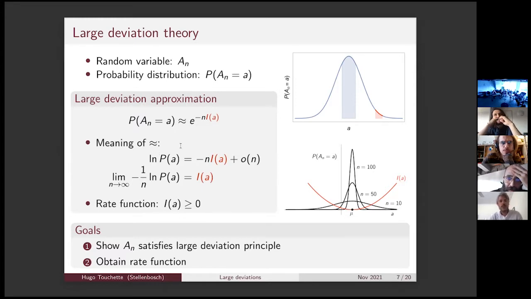So what's the meaning of the approximation? Again, it relates to what I said before. This is the dominant part of the distribution. So if you take the log of the probability, then you have something that's proportional to n, and then you have other terms, but they'll be smaller than n. So there'll be small o of n. So it means that if you divide by n and then you take the limit, then you're going to kill all the corrections, and then you'll retain only that exponent, which we call the rate function. And that rate function is always positive.